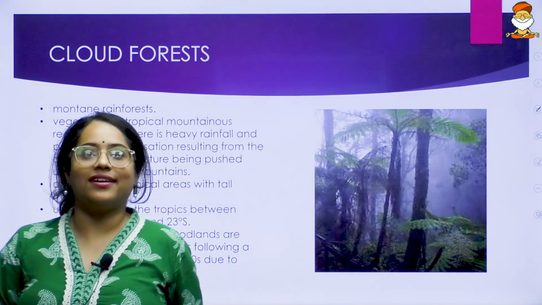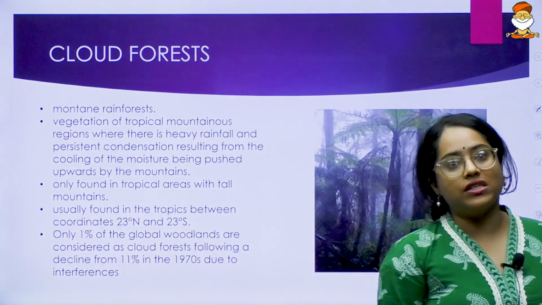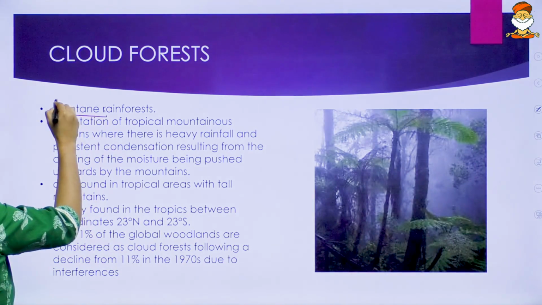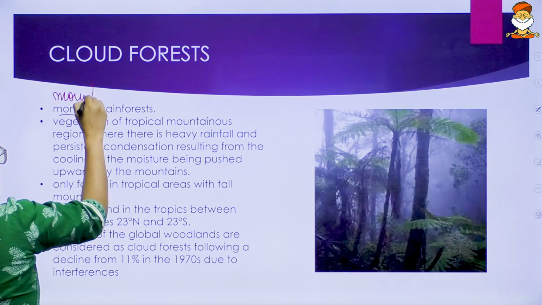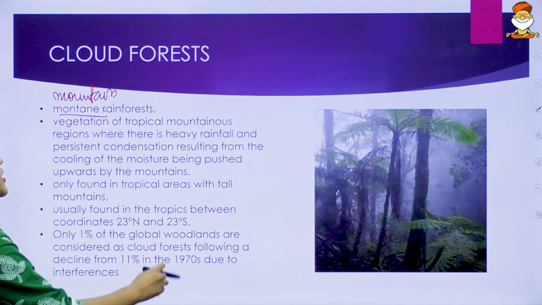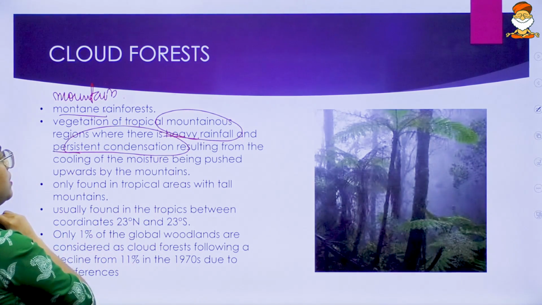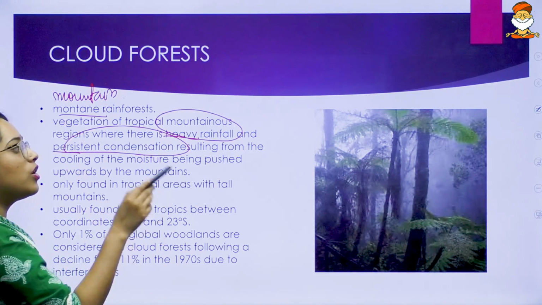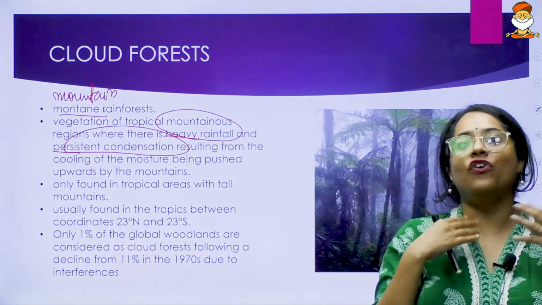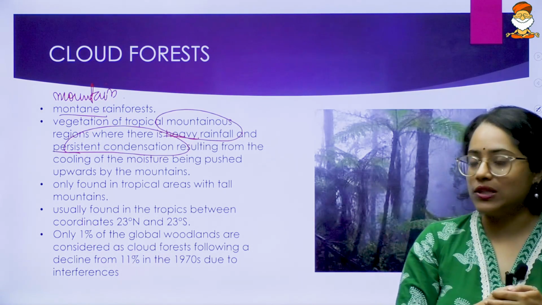Another feature that deserves mention this year is cloud forests. Cloud forests are montane rainforest, meaning the kind that occurs in mountainous regions. It's the vegetation of tropical mountainous regions where there's heavy rainfall and persistent condensation. Here the area is constantly wet, so the kind of forests that occur in such mountainous regions are called cloud forests.